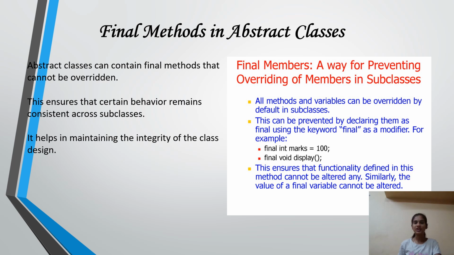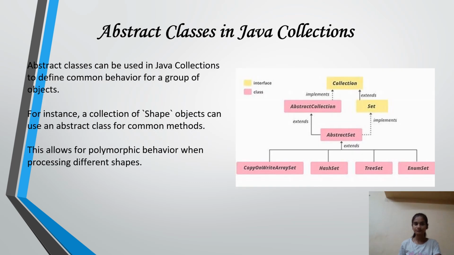Final methods in abstract classes. Abstract classes can contain a final method that cannot be overridden. This ensures that certain behavior remains consistent across the subclasses. It helps in maintaining the integrity of the class design.